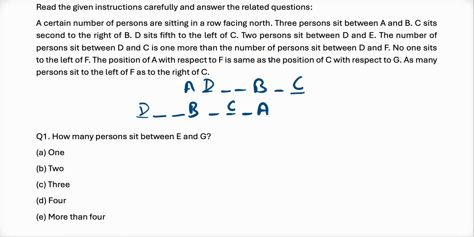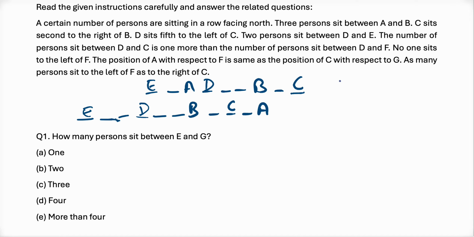2 persons sit between D and E. So the only way in which we can place E in both our cases is that we place E to the left of D. The number of persons that sit between D and C is one more than the persons that sit between D and F. Since there are 4 persons sitting between D and C, that means there will be 3 persons that will sit between D and F. But we don't know the direction in which F will sit with respect to D.